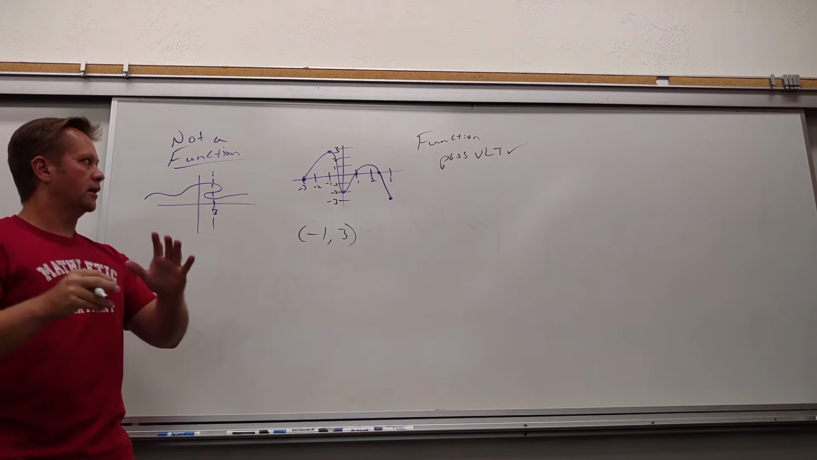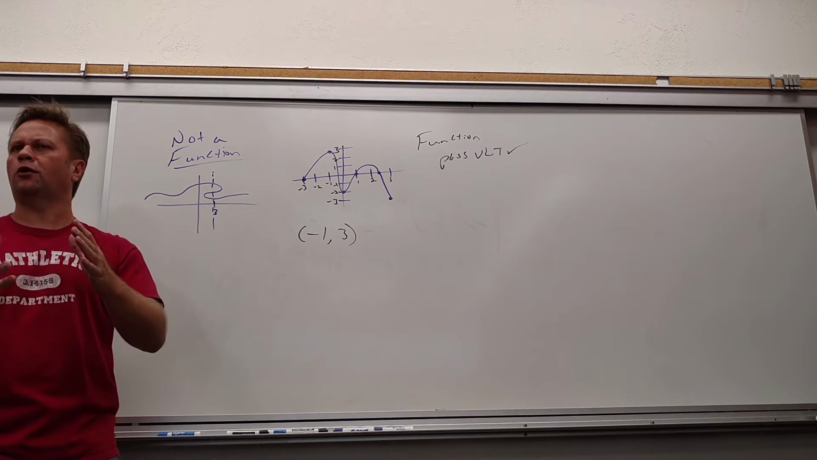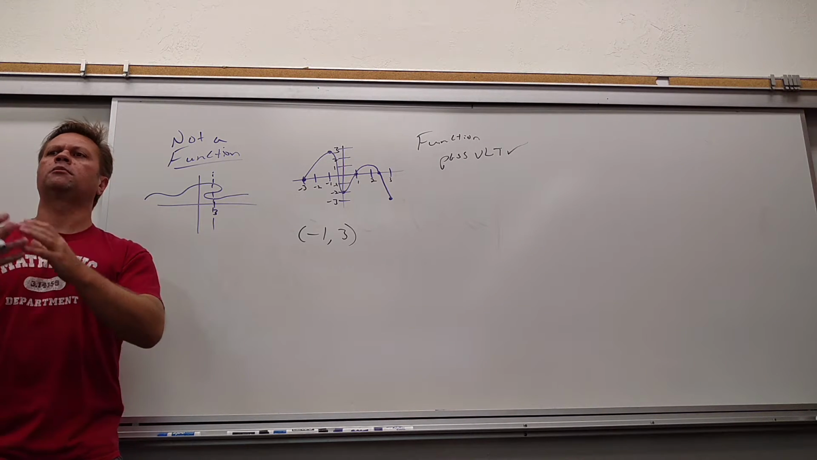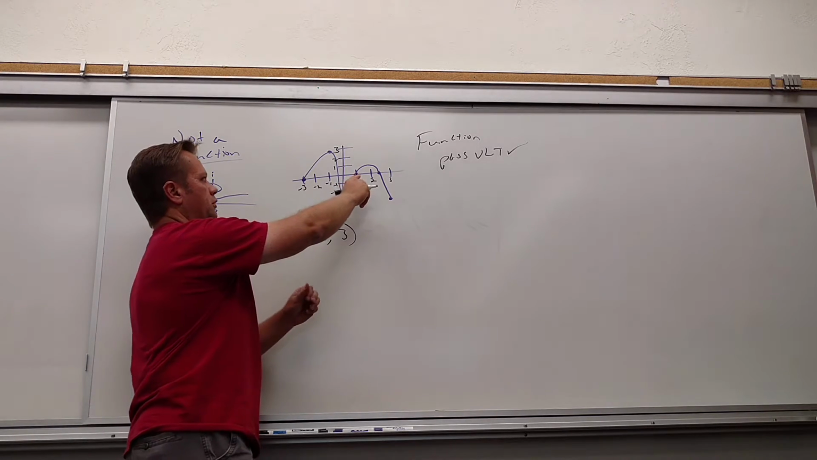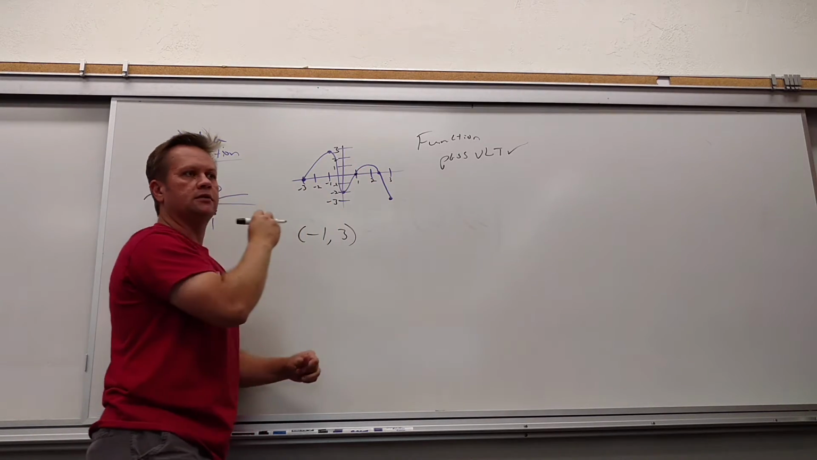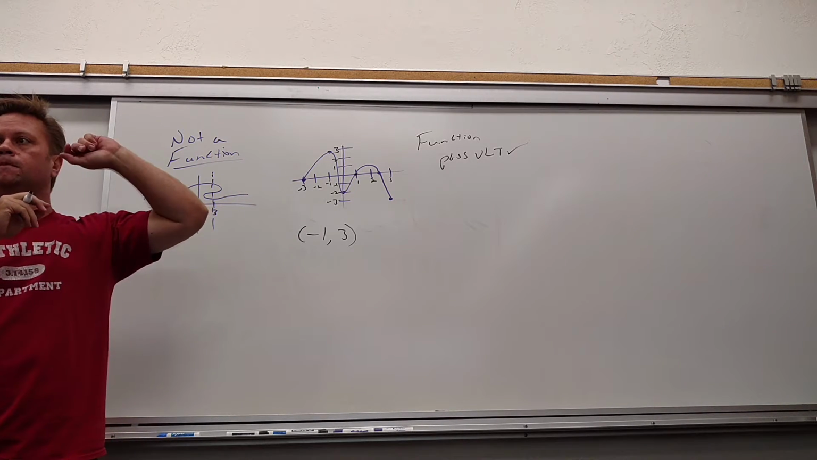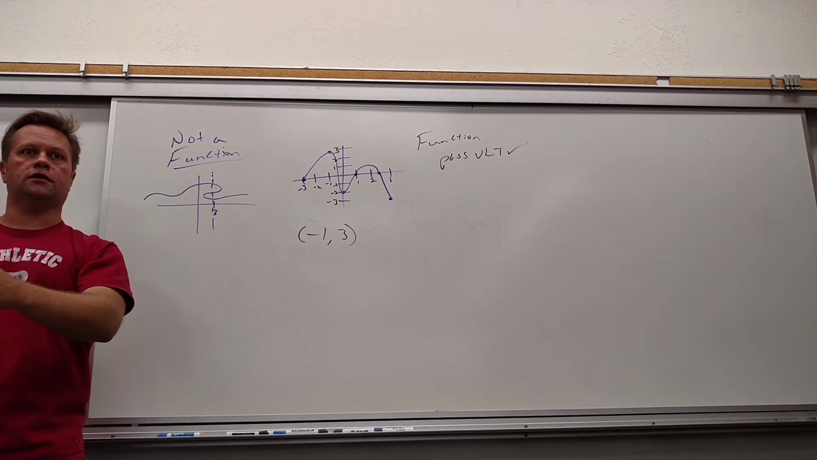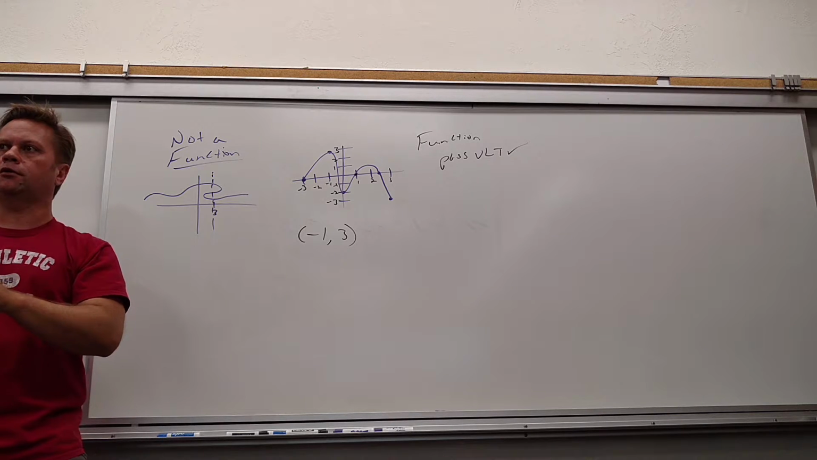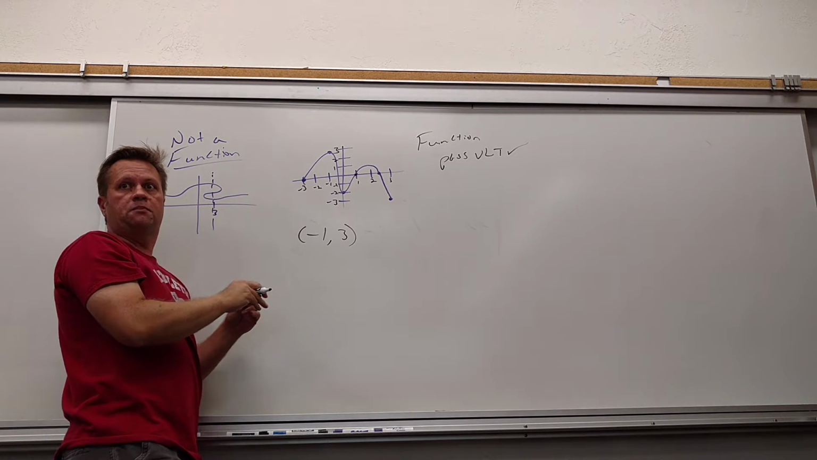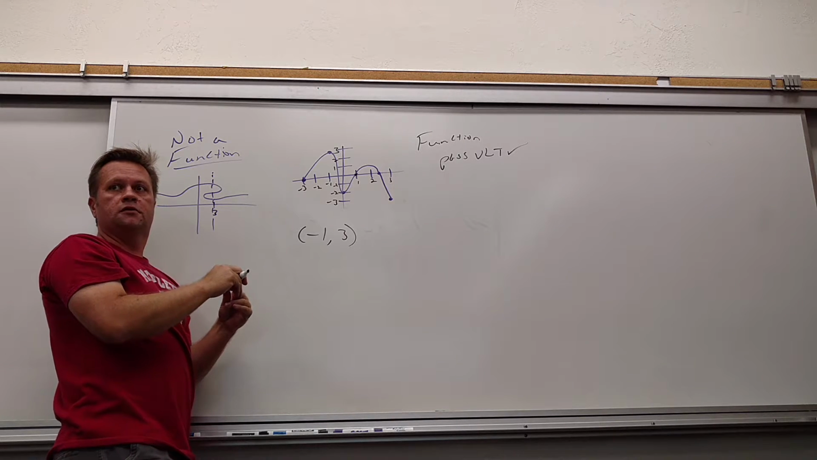What inputs am I allowed to use? Can I use the input of 4? What do I mean by this? Why am I allowed to use the input of 1? Because 1 actually has a point associated with it, doesn't it? Does 4 have a point associated with it? No. So what's the smallest input that has a point associated with it? Negative 3. And what's the biggest input?